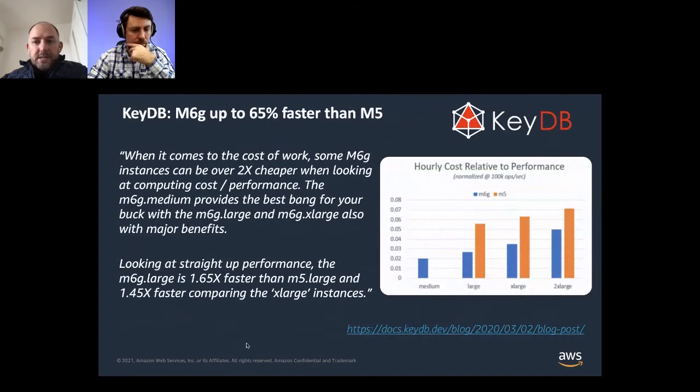And some performance numbers, KDB, it could be even 2 times cheaper. Hourly cost relative to performance, you can see this graph here, M6G on large instances, this, xlarge this, 2xlarge this, and there is always an advantage. It's always lower cost relative to performance for KDB.